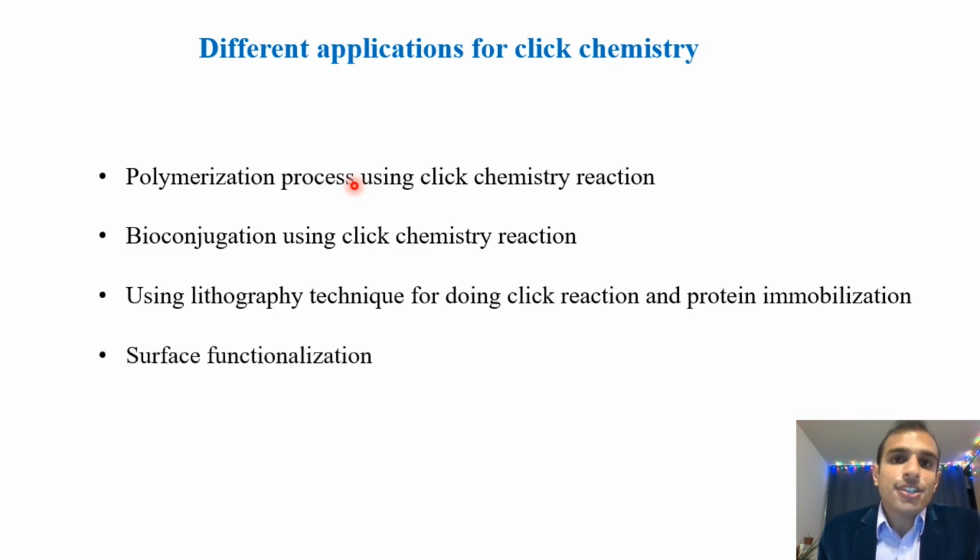And the last application for click chemistry that I'll explain to you in this video is surface functionalization. We can functionalize the surface with esterification reaction or silanization or amidation reactions. And in next step, we can use click chemistry to attach and connect different molecules or different functional groups on the surface.